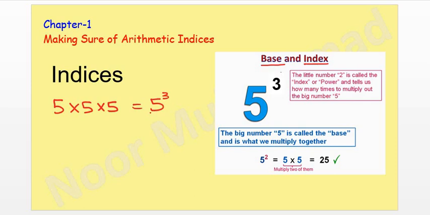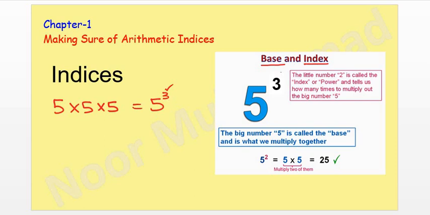Now this 5, the number that has been repeated many times, is called the base. And this number that is written in small writing, this little number, is called the index or power. So we can say 5 raised to the power 3. 5 is the base and 3 is called the index or power.